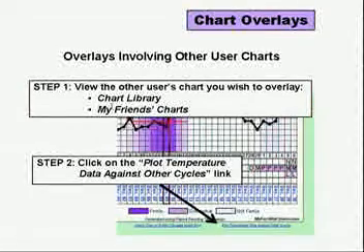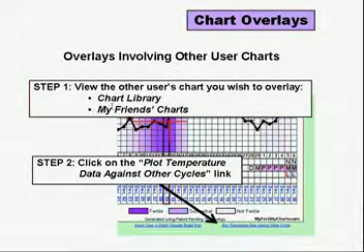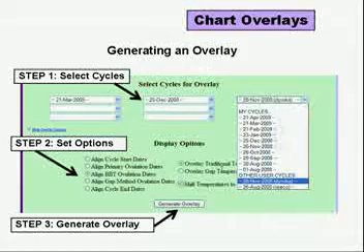Once you have that chart up on the screen and you decide that you're interested in doing a chart overlay with it, you can click on the Plot Temperatures Data Against Other Cycles down in the lower right corner. When you do this, it will add this user cycle to your list of available overlays that you can choose from. You'll see what I mean coming up on the next slides.